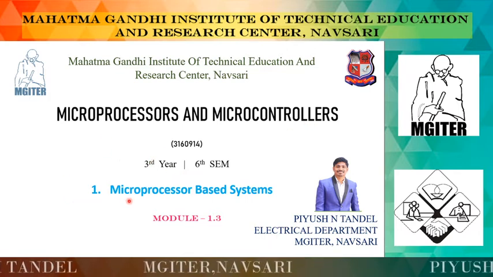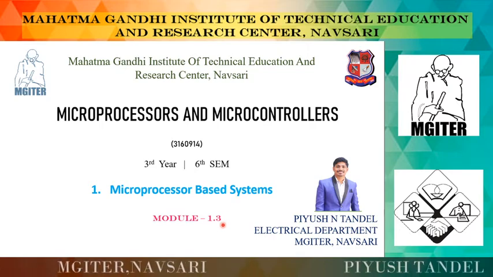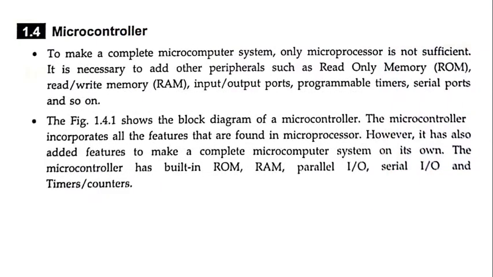Right now we are discussing chapter number 1, that is Microprocessor Based System, and this is module number 1.3, Microcontrollers. To make a complete microcomputer system, only a microprocessor is not sufficient because it is necessary to add other peripherals such as read-only memory, read-write memory, that is RAM, input-output ports, programmable timer, serial ports, and so on. So we require all the different peripherals to make a complete microcomputer.